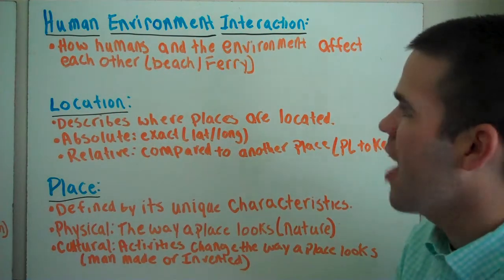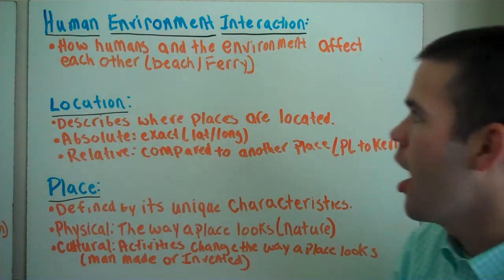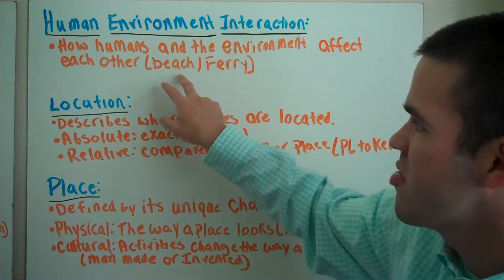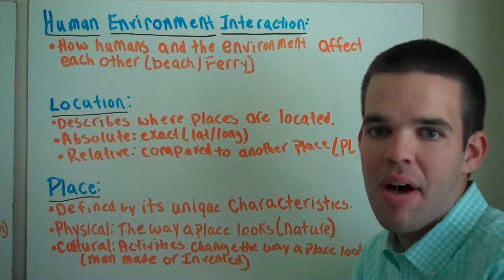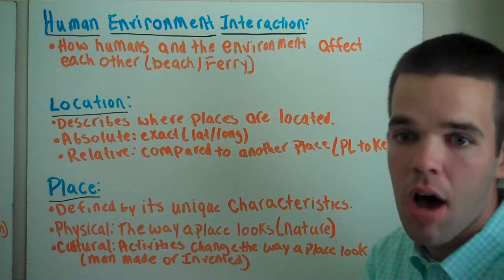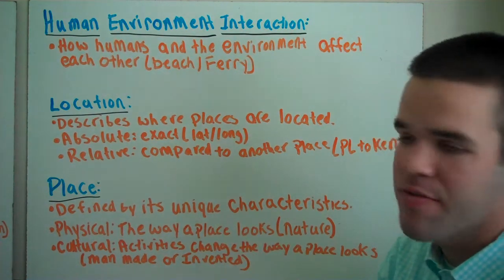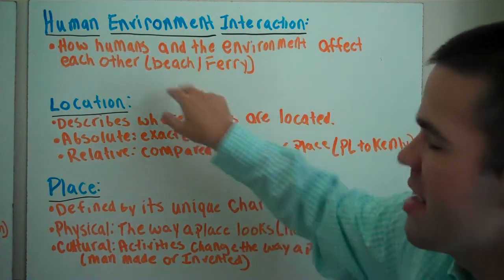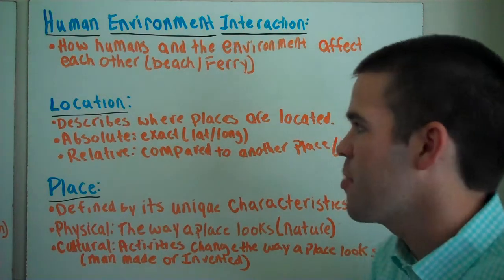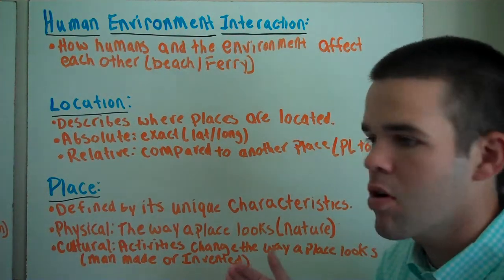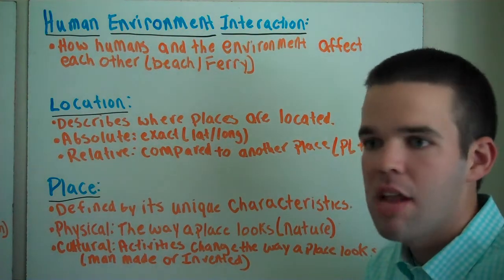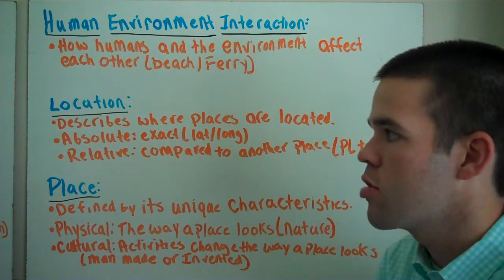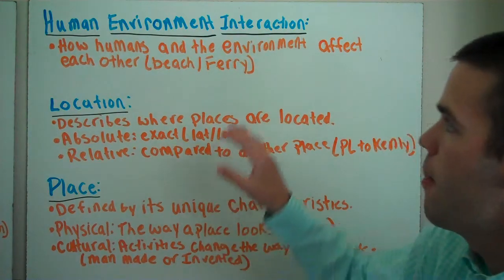How humans and the environment affect each other. There's two main examples. There's the beach and the ferry. The only way that you can get to some places or on the beach is through ferry. That's how one affects the other. The other example that I like using is you are going down Micro Pine Road for all you Micro Pine kids, and you are going down 301 for all you Glendale and Kinley kids.